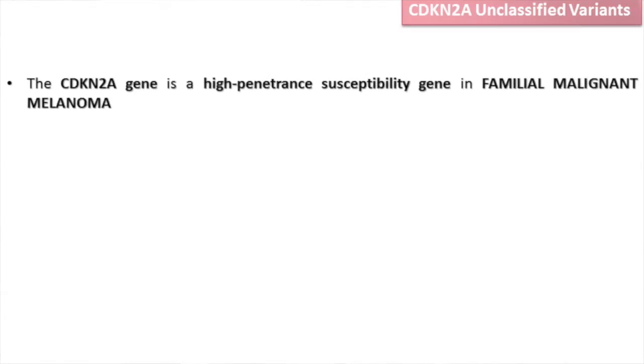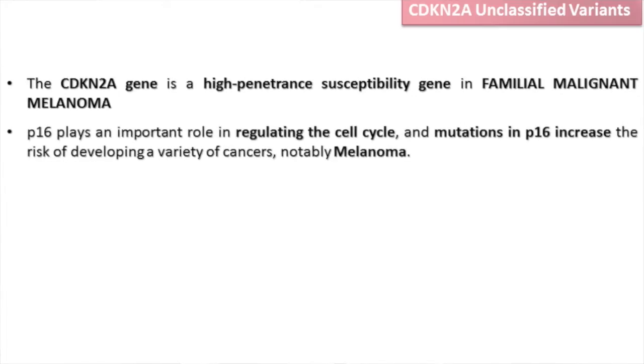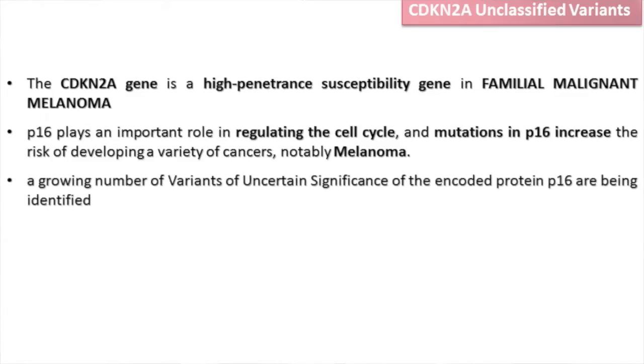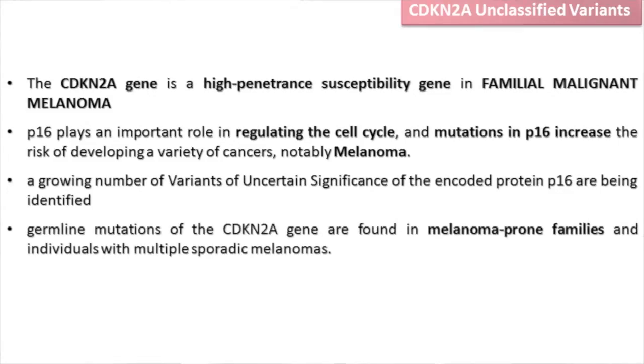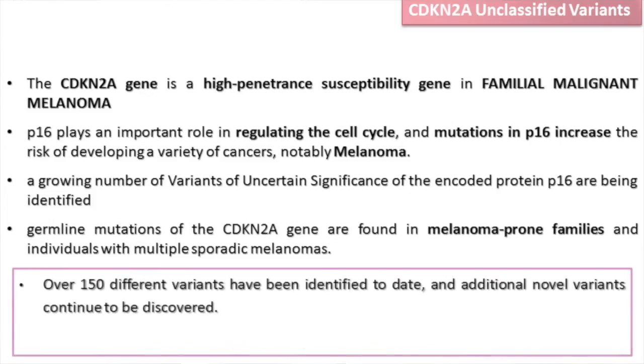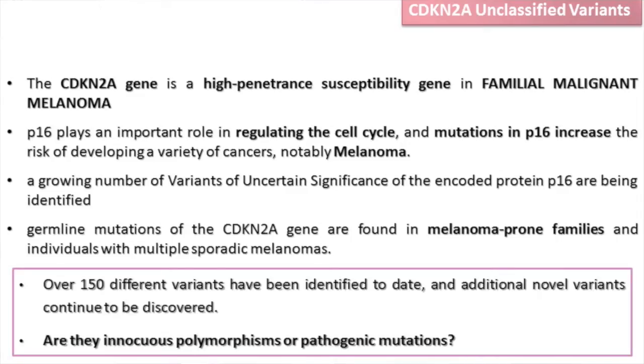CDKN2A is the most common highly penetrant susceptibility gene identified today in familial malignant melanoma. It codes for P16, an oncosuppressor involved in cell cycle regulation. A growing number of unclassified variants of this protein are being identified. Moreover, germline P16 mutations are found in about 40% of melanoma prone families. Anyway, unless the pathogenic role of these variants can be demonstrated, they cannot be used for genetic counseling of at-risk individuals in melanoma prone families.